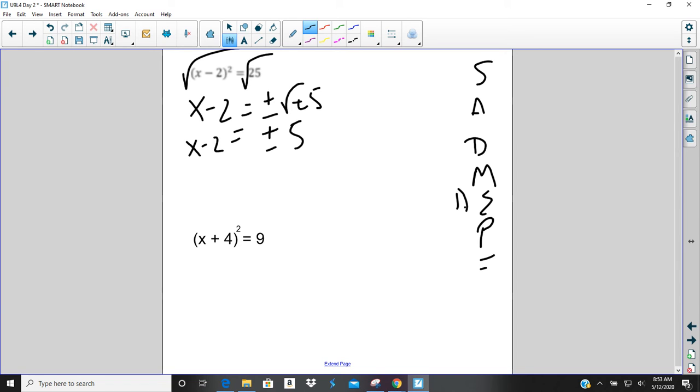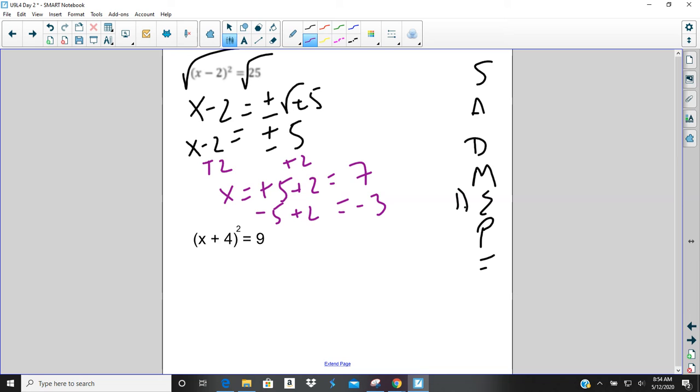Now I'm going to add 2 to both sides. Here's where it starts getting tricky. We're left with x equals plus 5 plus 2, and x equals minus 5 plus 2. You cannot leave it as plus or minus 5 plus 2. That's sloppy. It's not right. You've got to clean it up. So we're left with x equals 7 and x equals negative 3. Make sure you break them up so the plus and minus don't get mixed up.